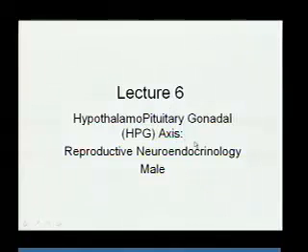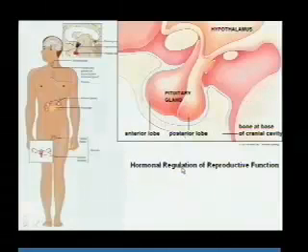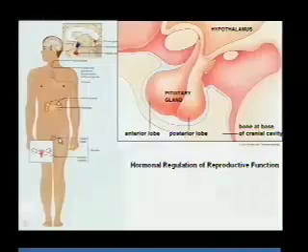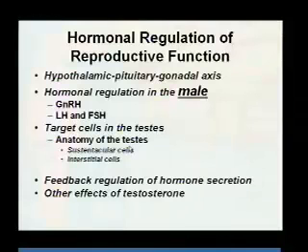So we are now discussing the hypothalamus-pituitary-gonadal axis, and we will discuss first the male reproductive neuroendocrinology. Of course, these are the organs that we're familiar with: the pituitary gland, the anterior pituitary gland, the hypothalamus as gland 1, and gland 3 in the male, the testes, as the target organs.